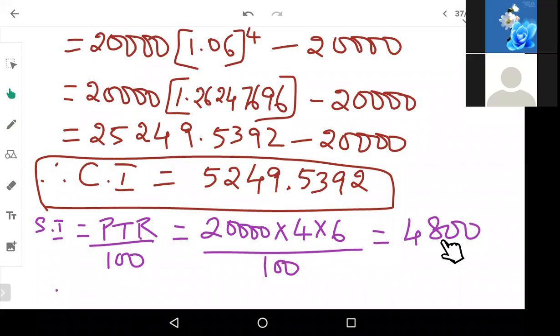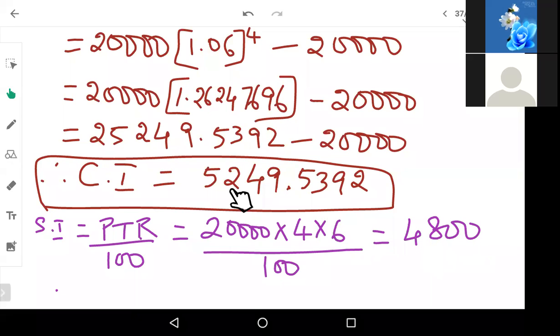Lakshmi, it will be 4,800. Yeah, okay. You told me the first multiplication. Good, that's the right answer. If you see the interest amount, the compound interest is 5,249, but simple interest is 4,800. So can you know the difference between the simple interest and compound interest now?